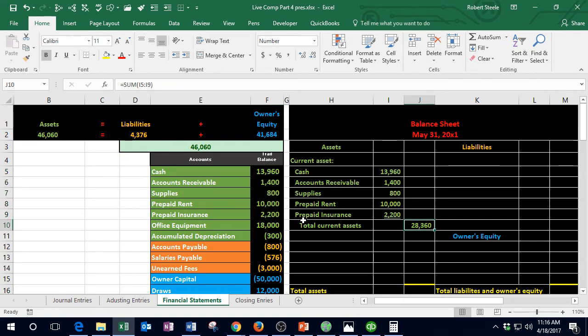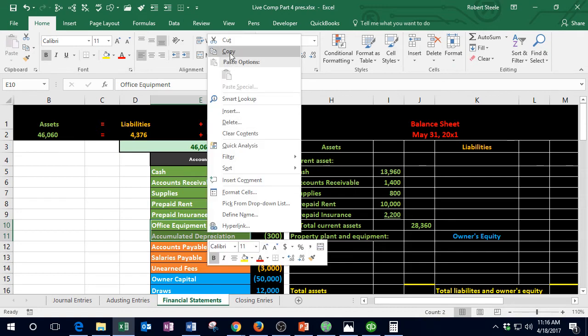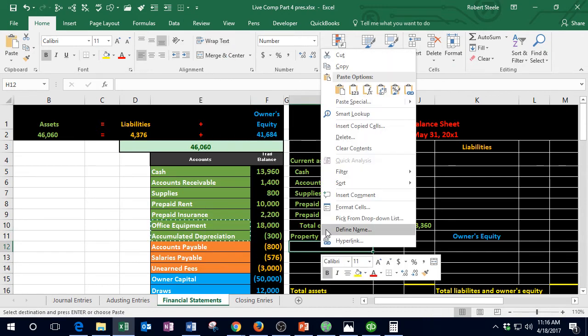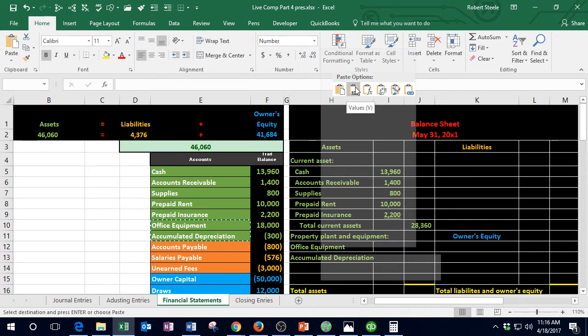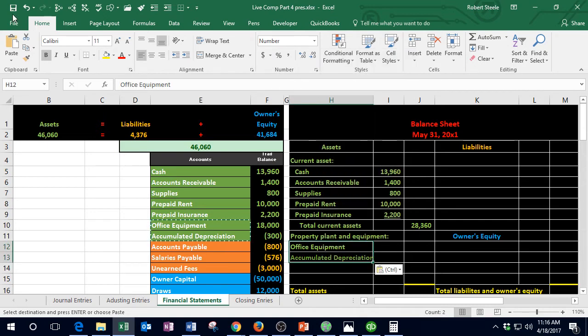Now we're going to do the last two, and we're going to put that into another category, and that's a very long category: property, plant, and equipment. And I'm going to put a colon saying that we're going to have subcategories here. These are the two that are going to be in there: office equipment and accumulated depreciation. I'm just going to copy those. I'm going to put them right underneath. I'm going to paste them, just the values only. Then go to the home tab, alignment, and increase.